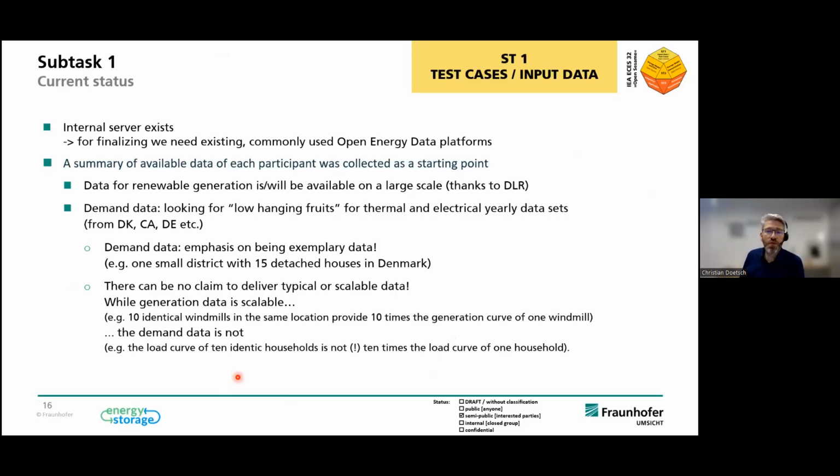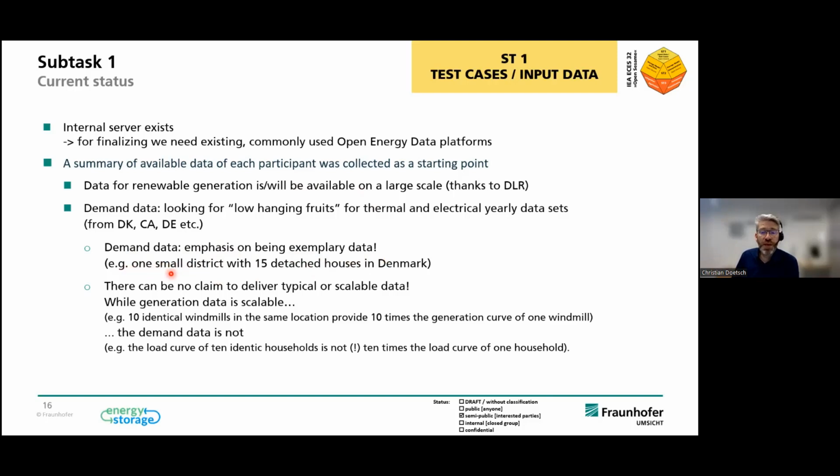We have established all the internal servers to exchange the data sets, so these open energy data platforms. The data for renewable generation is or will be available on a large scale. This is thanks to DLR possible. On the demand side, we are looking for the low-hanging fruits for thermal and electrical yearly data sets from Denmark, Canada, and Germany. And here it's written, demand data, emphasis on being exemplary data. It's not really typical, it's an example.